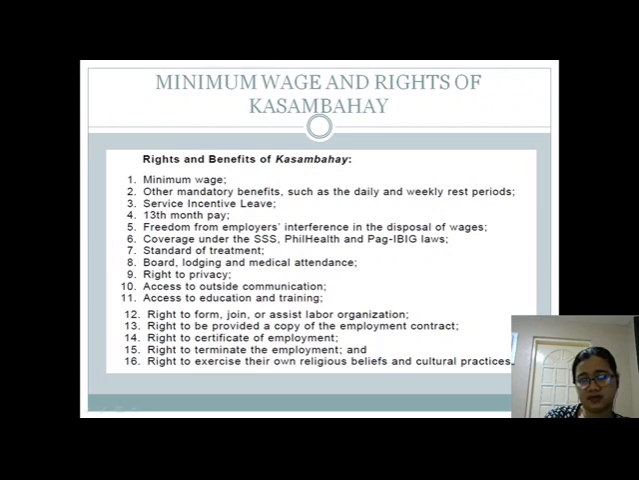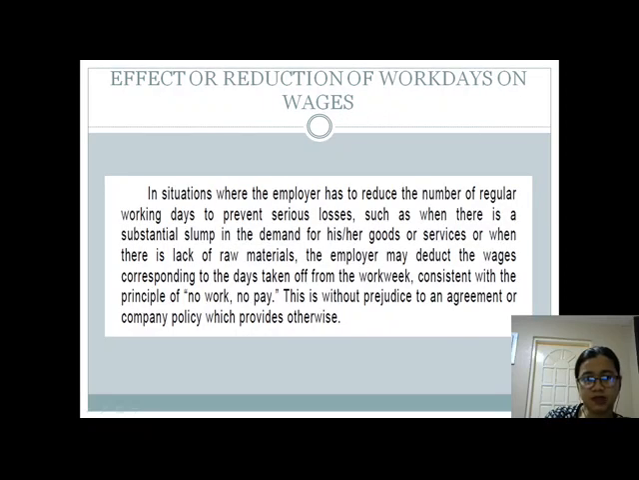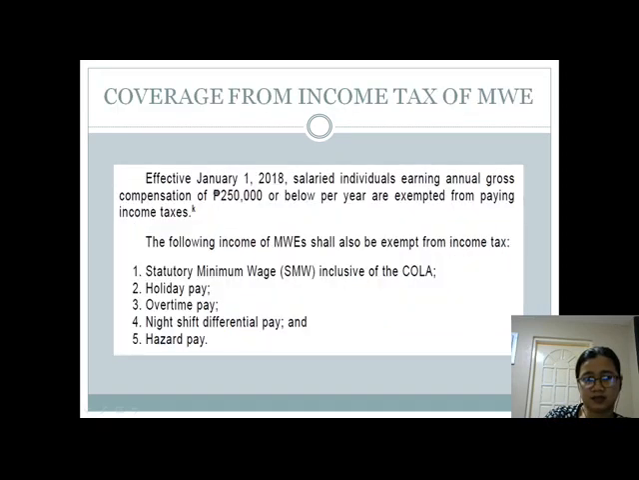Then we also discussed the different benefits of the household helpers or kasambahay, and of course the effect of reduction of work days on wages and the coverage from income tax of minimum wage earners.